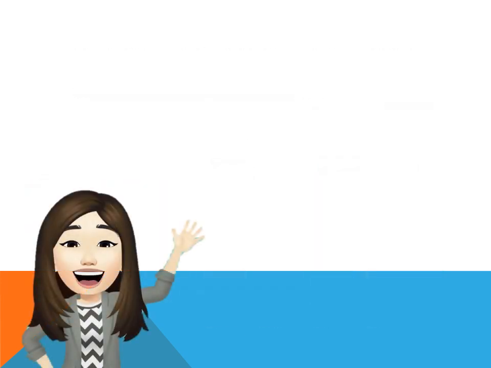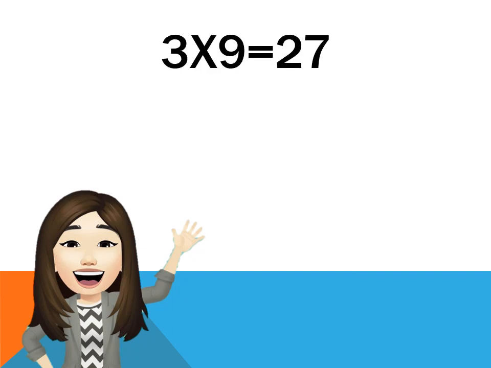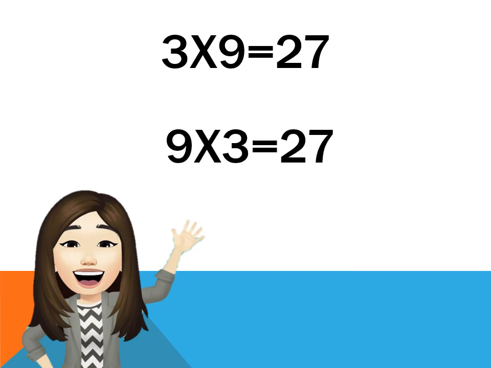An easier way to get the total of tablets is through the use of multiplication. If we have 3 boxes of tablets and each box contains 9 tablets, if we multiply 3 and 9, our total or product is 27. If we change the position of our factors, let's say 9 times 3, the product is also 27.